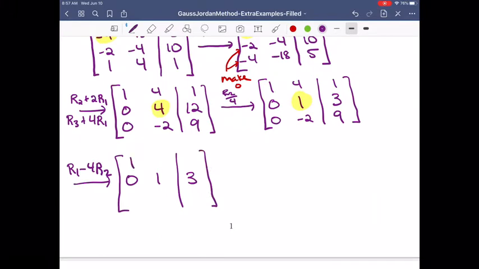Okay, so 1 minus 4, or 1 minus 0 is 1. 4 minus 4 is 0. And then I'm going to have 1 minus 4 times 3, so minus 12. That's going to be -11.